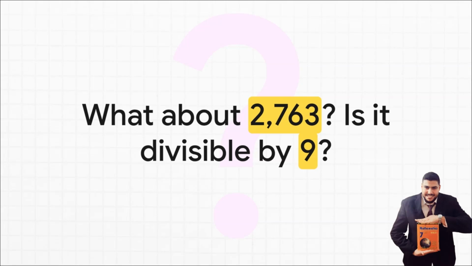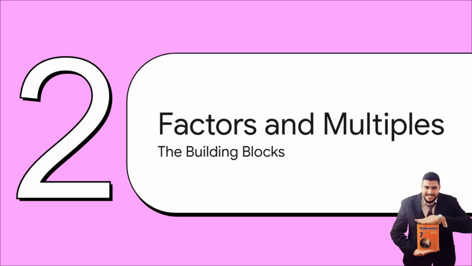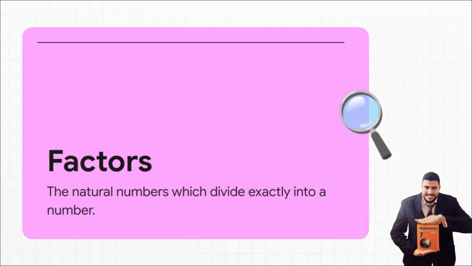Pretty amazing, right? So now that we know how to check for divisibility, we can get into the really fun stuff, taking numbers apart and putting them back together again. And that brings us to two fundamental ideas: factors and multiples. First up, let's talk about factors. The best way to think about them? They're basically a number's Lego bricks. They're all the whole numbers that you can multiply together to get to that number, with no bits left over.